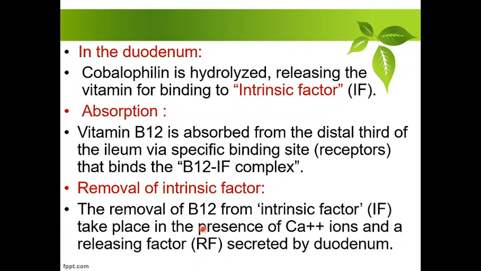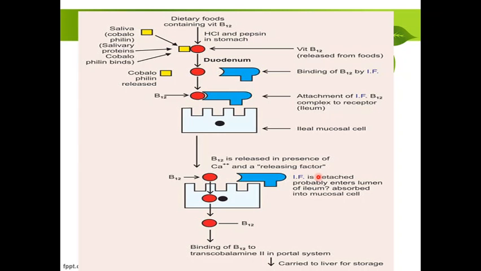Where does this releasing factor come from? It comes from the duodenum. So look how interesting it is that when B12 is coming from the duodenum towards the ileum, the releasing factor separates the intrinsic factor. And now it is properly absorbed in the ileum. B12, look, the releasing factor which is secreted by the duodenum and the calcium ions detach the intrinsic factor. Now it has entered the lumen and now it is absorbed and it binds to the transporting protein transcobalamin 2 and is carried to the liver for storage.